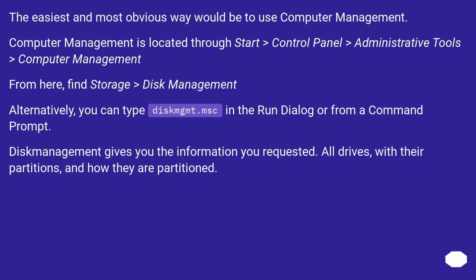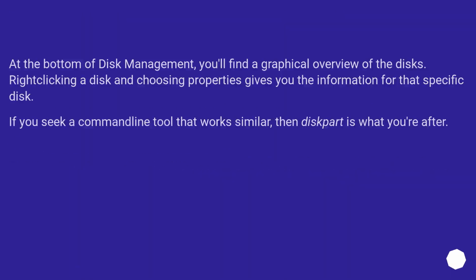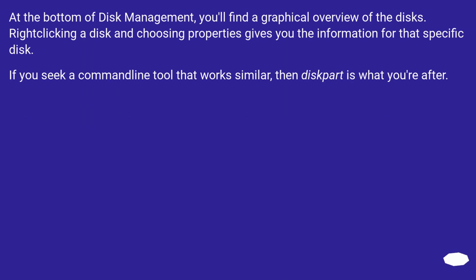Disk Management gives you the information you requested: all drives, with their partitions, and how they are partitioned. At the bottom of Disk Management, you'll find a graphical overview of the disks. Right-clicking a disk and choosing Properties gives you the information for that specific disk. If you seek a command line tool that works similarly, then Diskpart is what you're after.